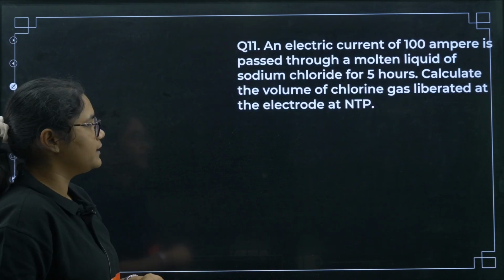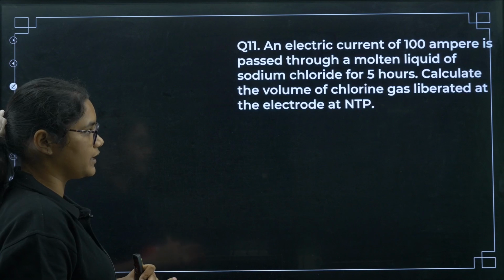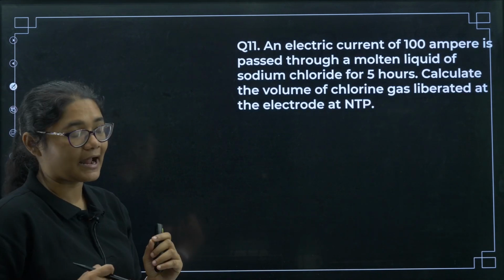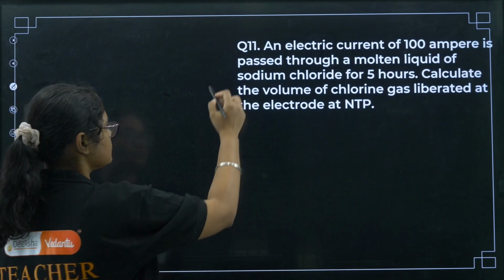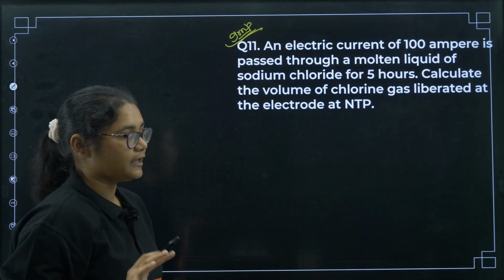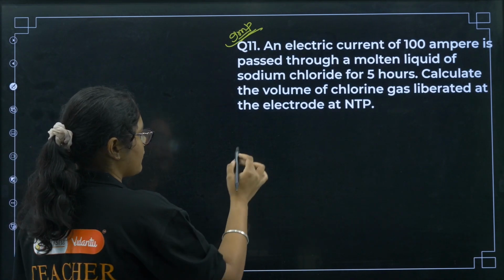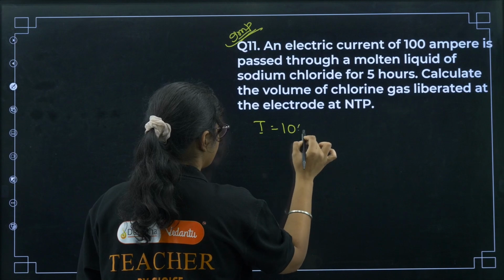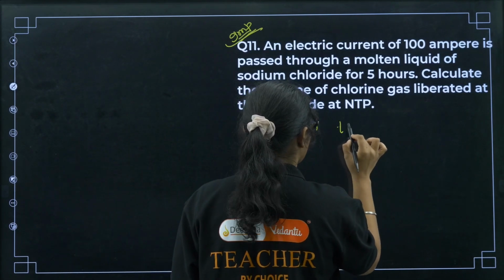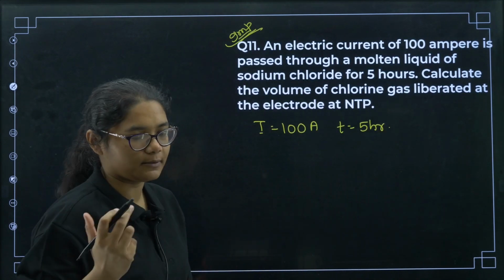Fine. Next, question number 11. An electric current of 100 ampere is passed through a molten liquid of sodium chloride for 5 hours. Calculate the volume of chlorine gas liberated at electrode at NTP. This is also a very important question, so see very carefully. First of all, current is given as 100 ampere, and next, time is given as 5 hours. So first let us calculate the mass of chlorine deposited.